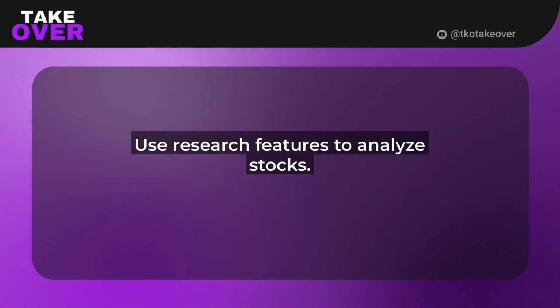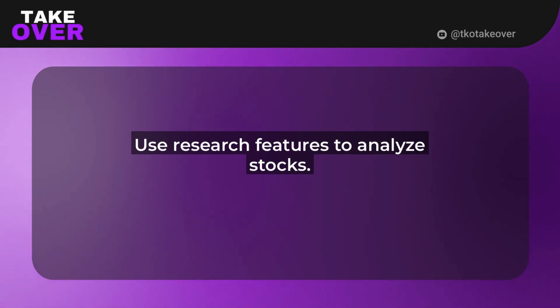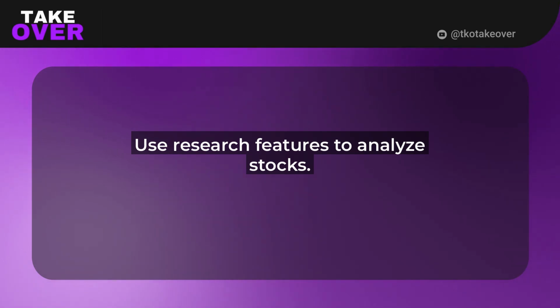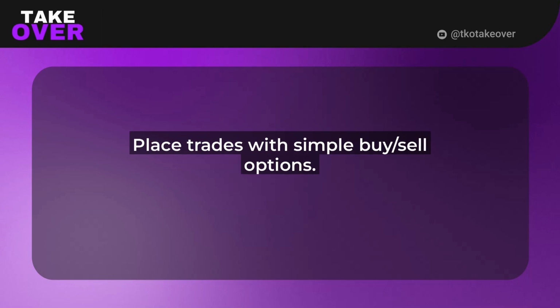Now, the exciting part: placing a trade. Search for the stock you want, like Apple or Tesla, and click on it. You'll see options to buy or sell. Decide on the order type, market for immediate execution or limit to set your price, and enter the number of shares. Double-check everything before confirming.